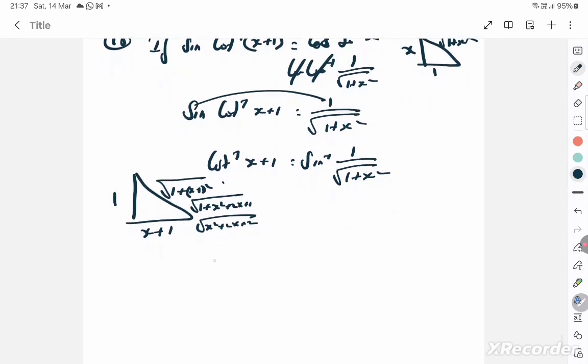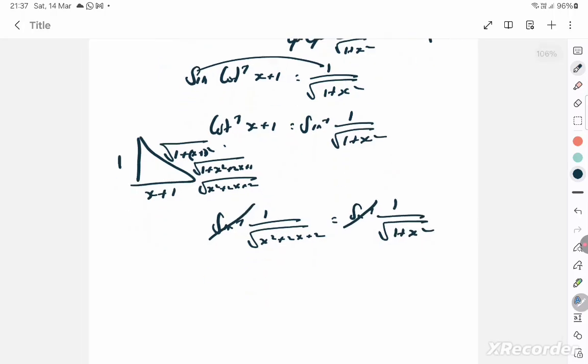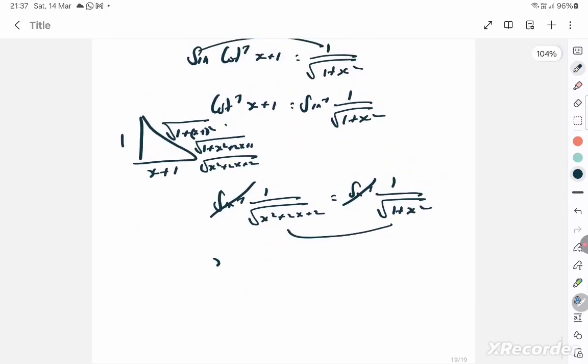So if you want to write this in sine inverse, it is 1 by root of x square plus 2x plus 2 is equal to sine inverse of 1 by root of 1 plus x square. The sine inverse and sine inverse get cancelled. The denominator can be squared. x square plus 2x plus 2 is equal to 1 plus x square. x square gets cancelled. 2x is equal to 1. x is equal to 1 by 2.